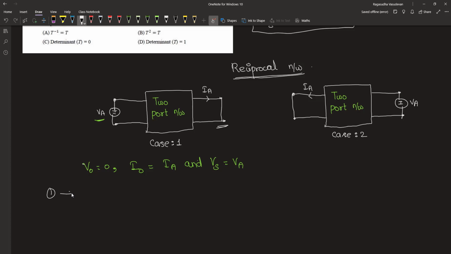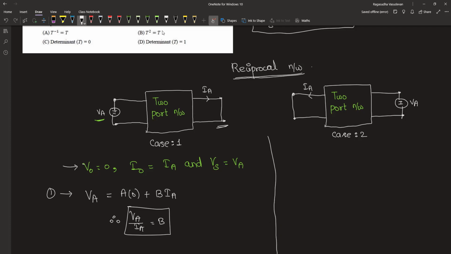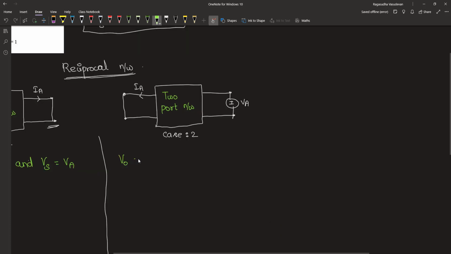Therefore, Vs is equal to VA in this case. So, let's rewrite the equation in terms of these parameters. Equation 1 now becomes VA is equal to A into 0 plus B into IA. Therefore, VA divided by IA is equal to B. Let's keep this aside and find the ratio VA divided by IA for case 2. In the second case, V0 becomes VA and Is is equal to minus IA because the direction of IA is towards this way. We have short circuited the input port. Therefore, Vs is equal to 0 volt.